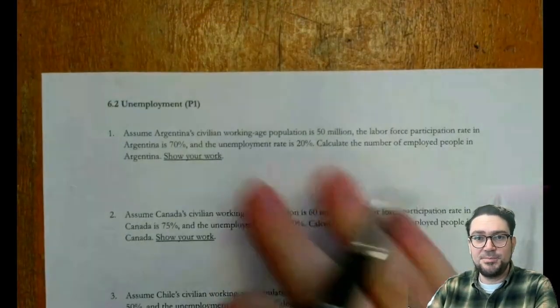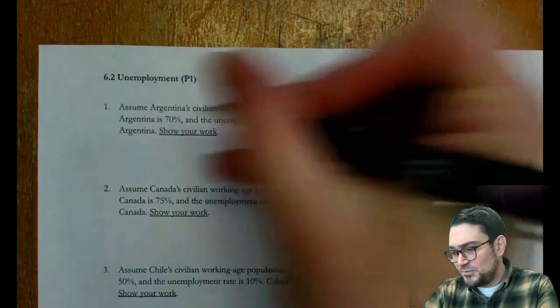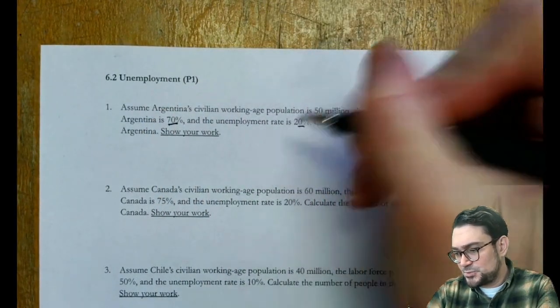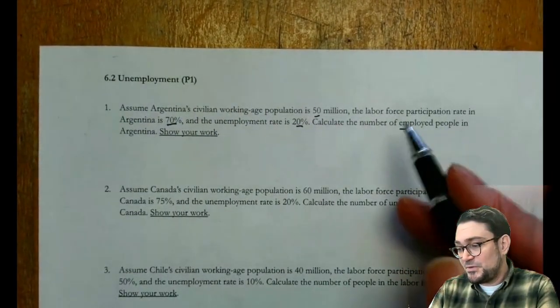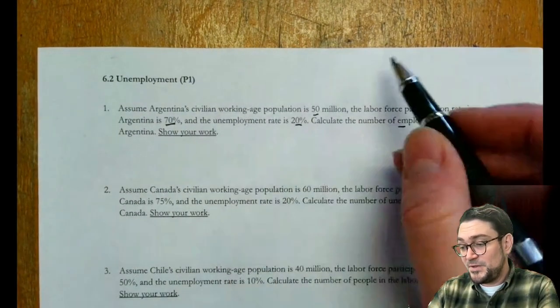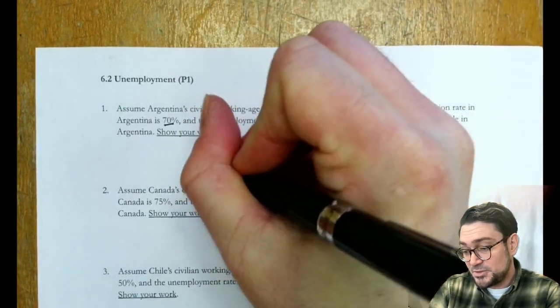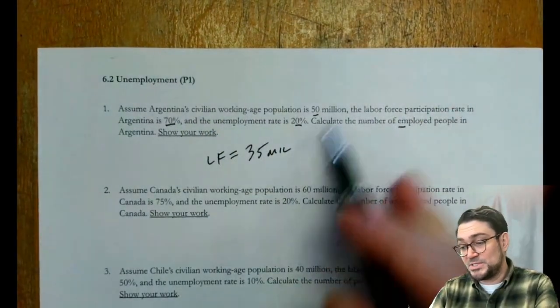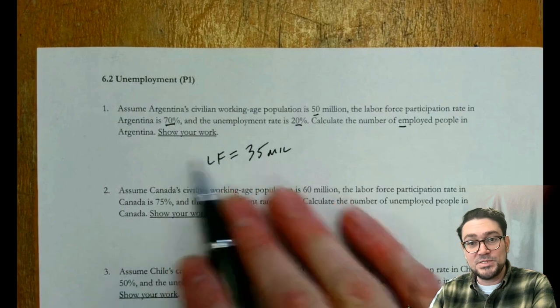Okay, so the first section up here just says Argentina's civilian working age population is 50 million. The labor force rate is 70%. The unemployment rate is 20%. How many employed people are we dealing with? So first, we have to figure out how many people are in the labor force of this population. And 70% of 50 million is 35 million. So that's our labor force, right? And then we know the number of employed people is 80% of that.